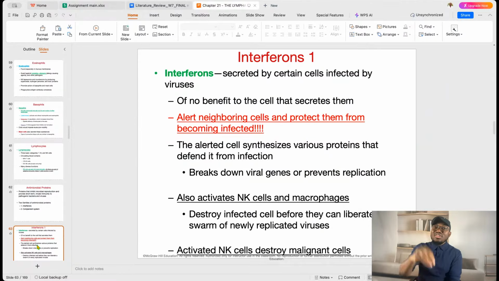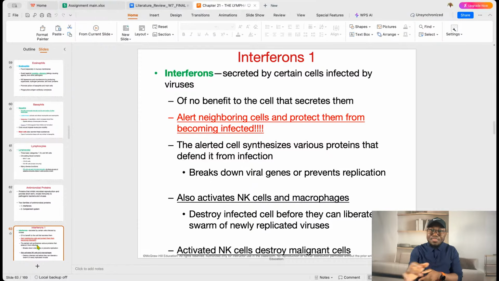And what do they do? They alert cells. Oh, there is a criminal around. Everybody lock up your door. That is what they do. Everybody locks up. So they alert neighboring cells and protect them from becoming infected. They are protecting the neighboring cells. All right? Please close your door. There is a thief on the loose.